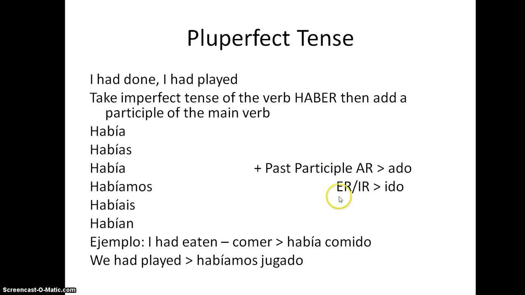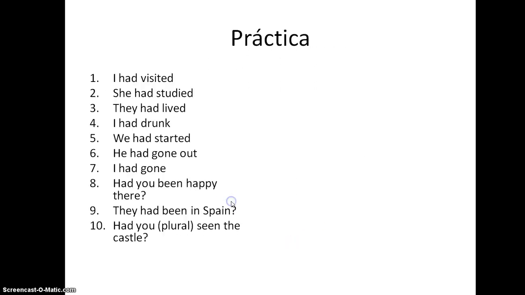Okay. Past participle is exactly the same. So an example, I had eaten, like the ones before. This time it's había comido, and we had played, habíamos jugado. Okay, so practice, same verbs, but this time we're doing it in the pluperfect tense. So again, pause it here if you want to have a go, and then restart it to find the answers.